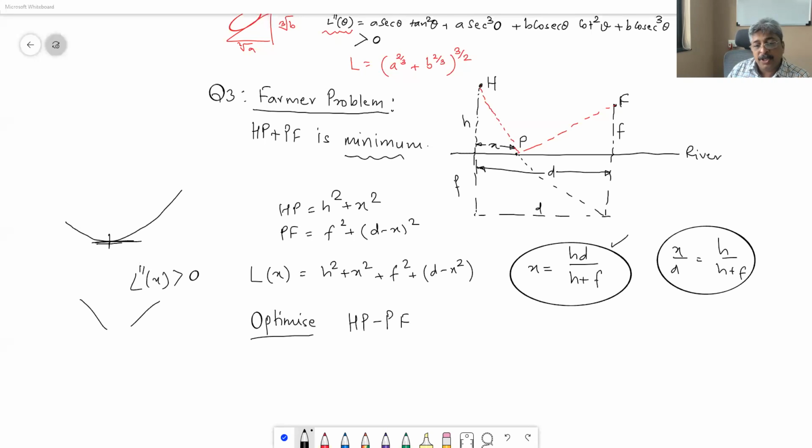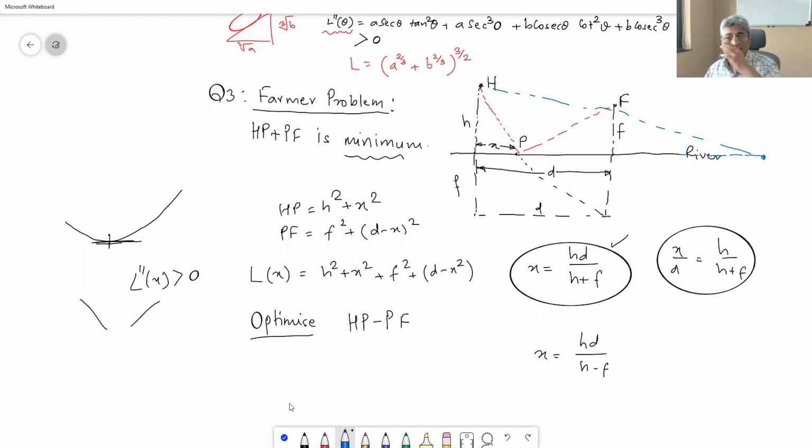Okay, HP minus PF, if you try to optimize, you will get value of x is equal to HD upon, in this diagram, H is bigger than F, so H minus F. And in that case, what is that point? That point is basically, join these 2 points and get this point over here. It is external division point. Similarity works there.